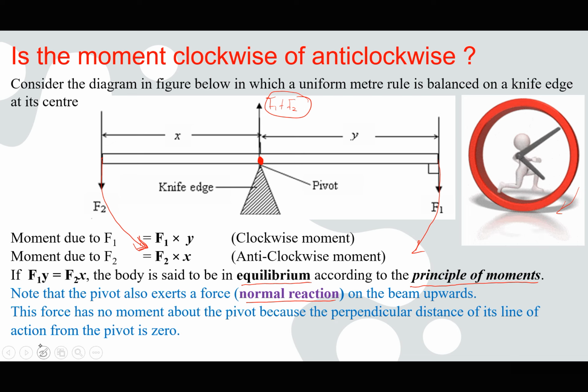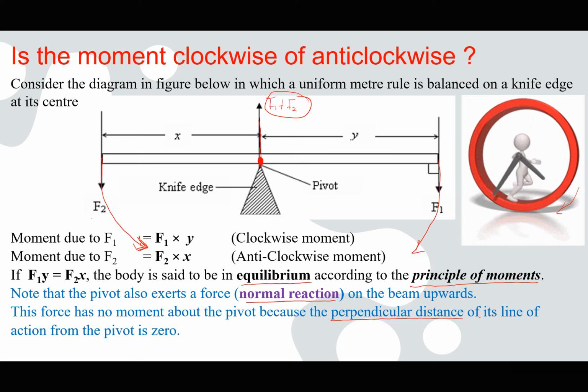So this force has no moment about the pivot because the perpendicular distance of its line of action from the pivot is zero. Because the force is just acting through the pivot, whenever a force acts through the point we are taking moments, it means that force has no moment. So it cannot cause any rotation in any direction. Its line of action goes through the point where we are taking moments, so the perpendicular distance is zero.